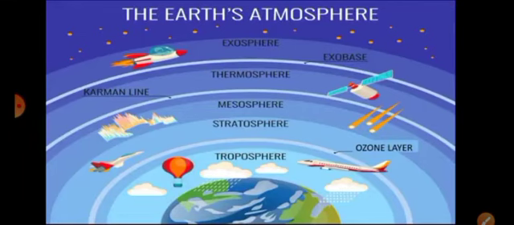Our next topic is structure of the atmosphere or the Earth atmosphere. Our atmosphere is divided into 5 layers starting from the Earth's surface. These are troposphere, stratosphere, mesosphere, thermosphere, and exosphere.